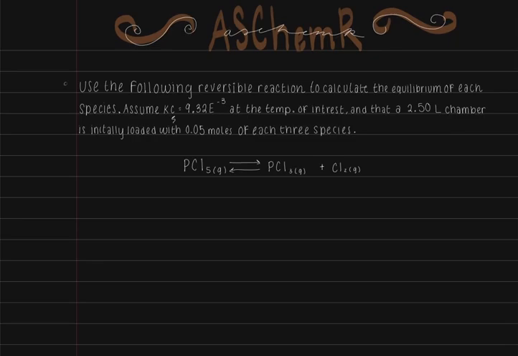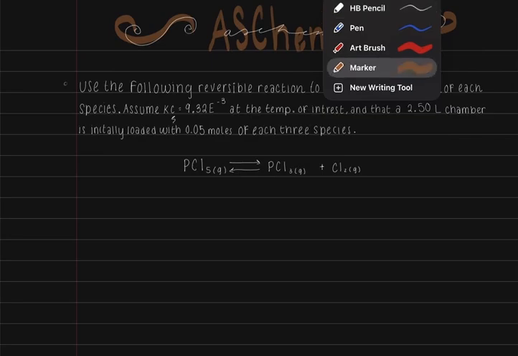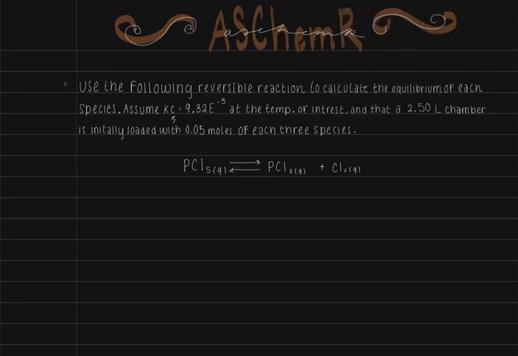Today we have Alicia on the mic and I will be explaining how to solve for the equilibrium reaction using an ICE table. Our first question says, use the following reversible reaction to calculate the equilibrium concentration of each species. Assume Kc is equal to 9.32 e to the negative third at the temperature of interest and that a 2.5 liter chamber is initially loaded with 0.05 moles of each of these three species.